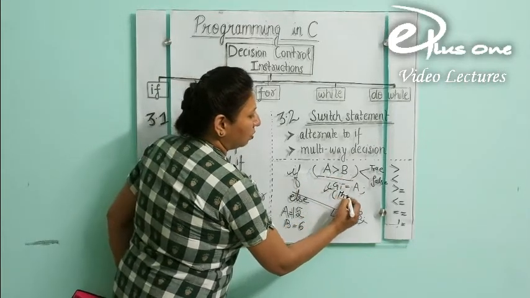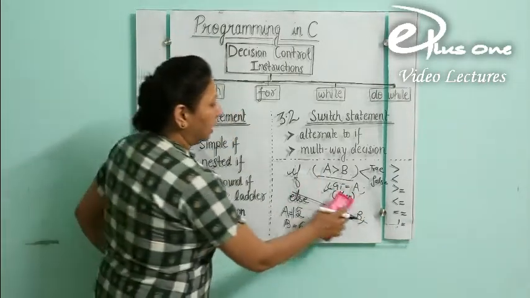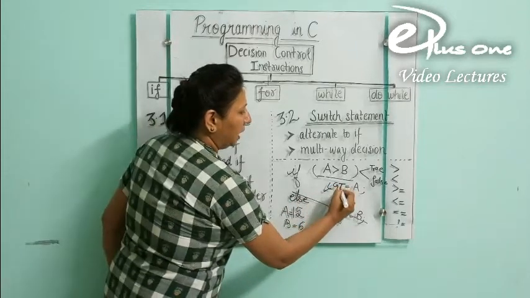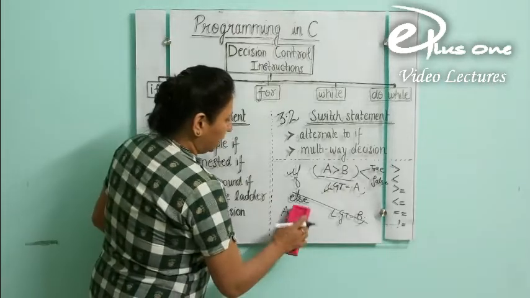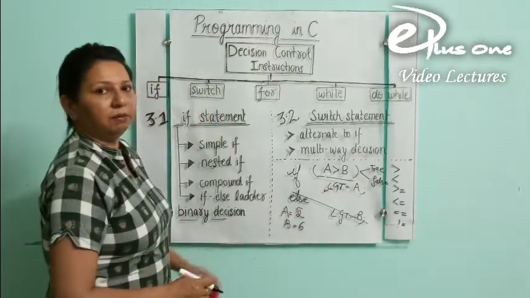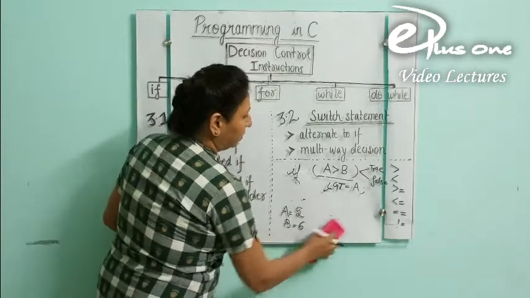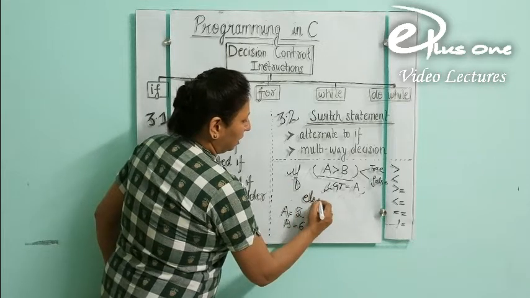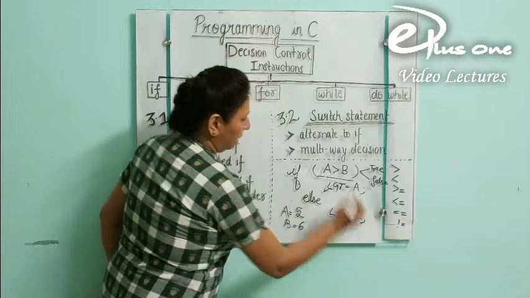This part is also called the then part or the true part. But we don't write the then keyword here. We simply write if A greater than B, LGT is equal to A. Now another option can be when A is 5 and B is 6. Let's write the program again. The program was: if A greater than B, LGT is A, else LGT is equal to B.